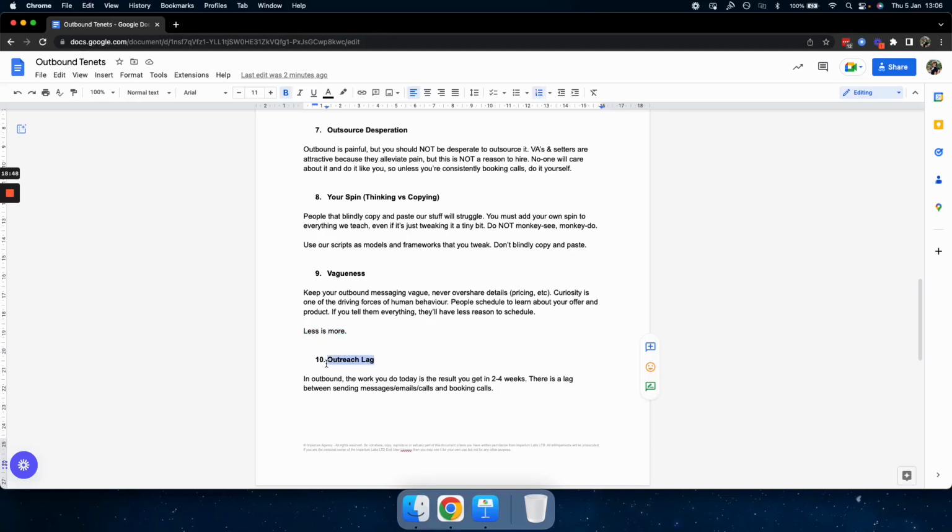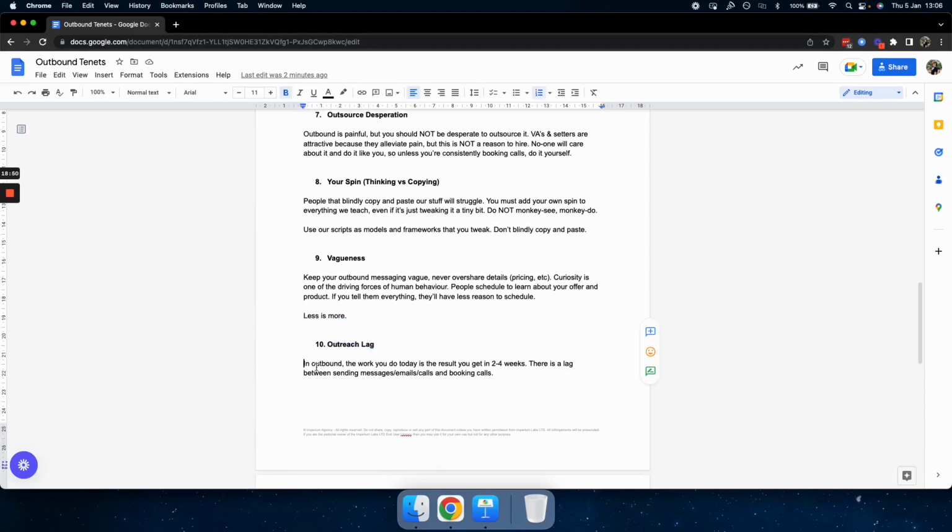The 10th one is outreach lag. This is a big one. In outbound, the work you do today is the result you get in 2 to 4 weeks. There is a lag between sending messages, emails, and calls and booking calls. Bo and I have lived this plenty of times. It's the same with any system basically. There's some latency between the input and the output, which means there's a delay.